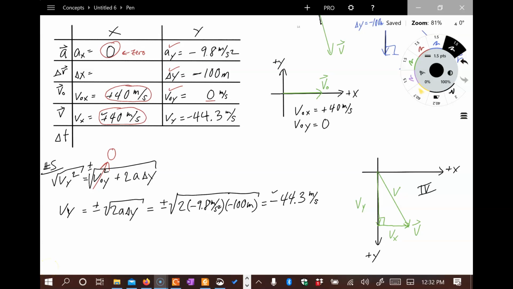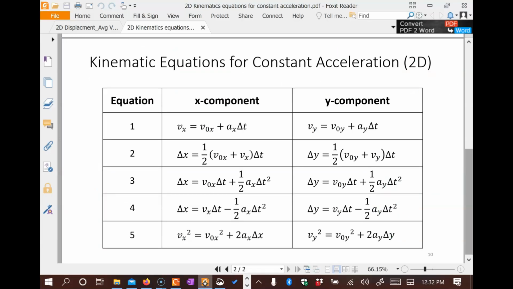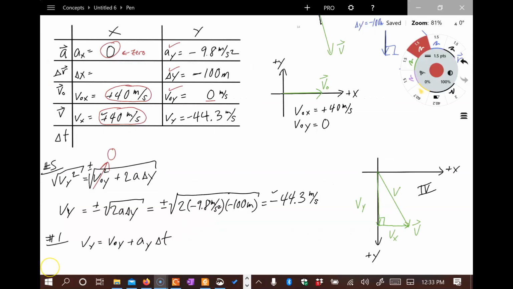Since we know so much information in the y column, we can pick practically any equation to get delta t, and let's pick an easy one. So I'm going to go ahead and pick the top one here, I think. Vy equals v initial y plus ay delta t. Now we know this value, this value is 0, and we're going to solve for delta t.